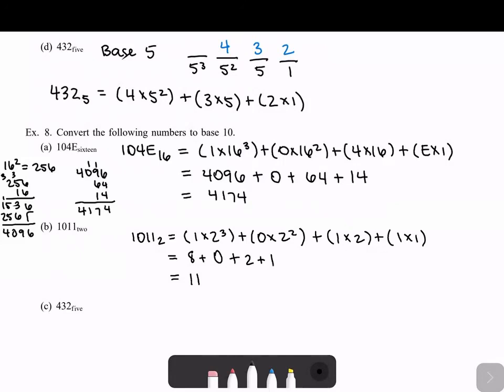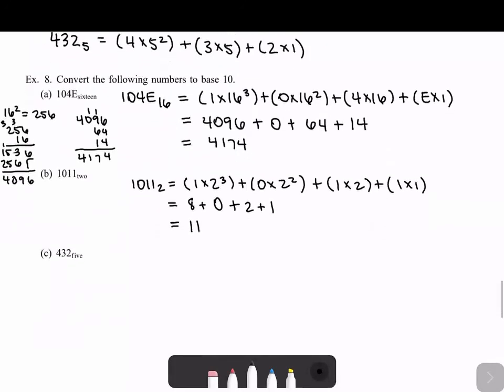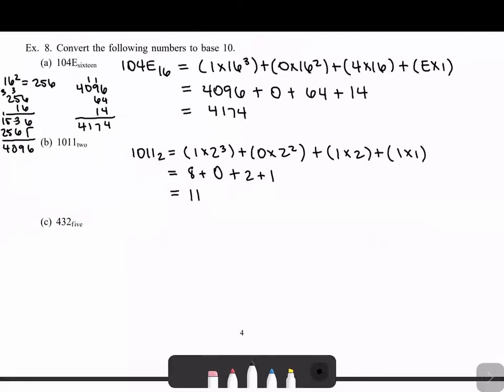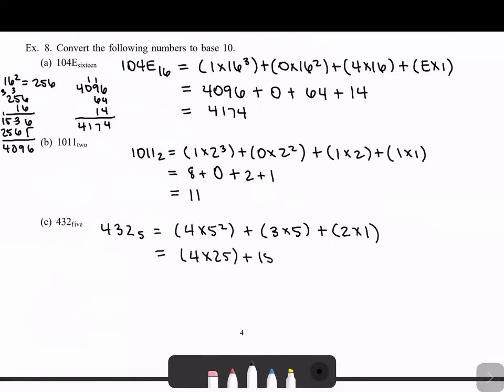And lastly, we have 432 base 5. So we're going to, again, copy the expanded form that we wrote above. So this is 4 times 5 squared plus 3 times 5 plus 2 times 1. And we're going to expand this all out. So we have 4 times 25 plus 15 plus 2, which is 100, plus 15 plus 2, which is 117. So that's all we do.